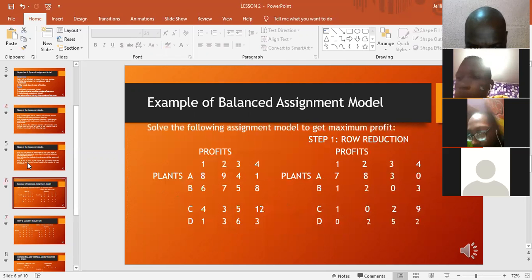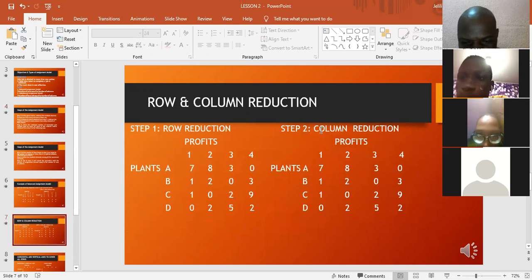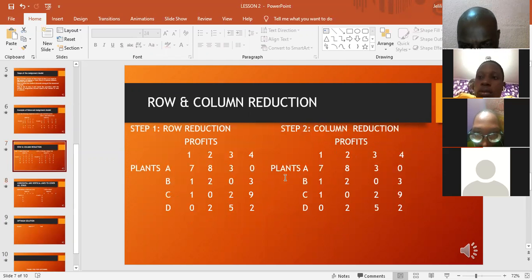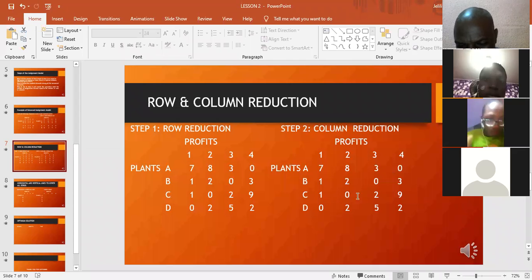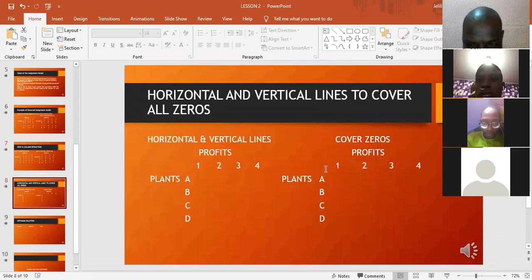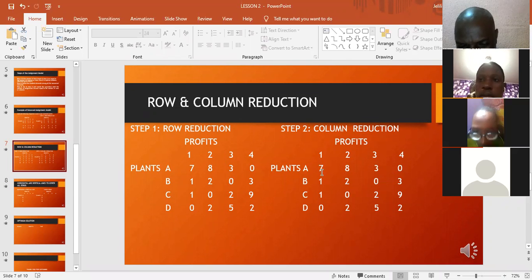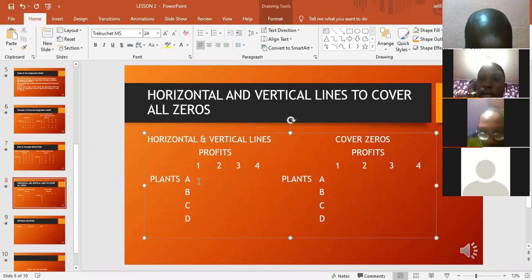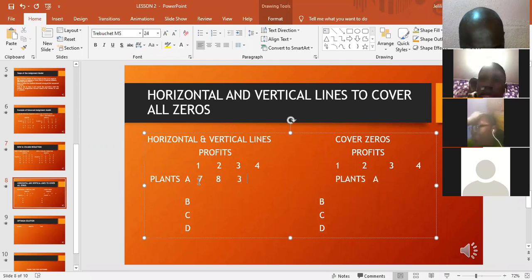Yes. Let's go back. This is our column. This is our row. So let's draw the horizontal and vertical lines to cover all zeros. This is what we are going to use to draw the vertical lines, from 7 8 3 0, 1 2 0 3, 1 0 2 9, 0 2 5 2. Now, let's move this to draw our horizontal and vertical lines. So first one, we have 7 8 3 0.